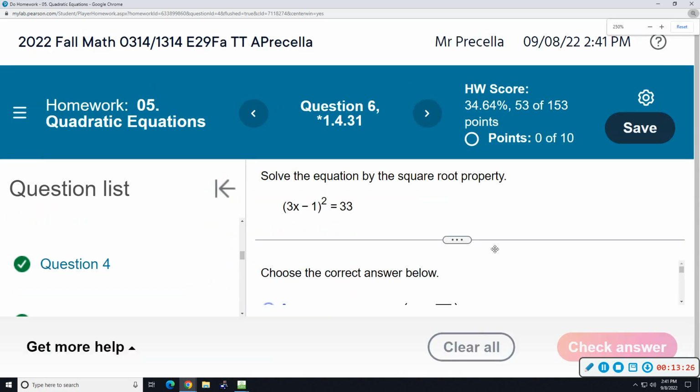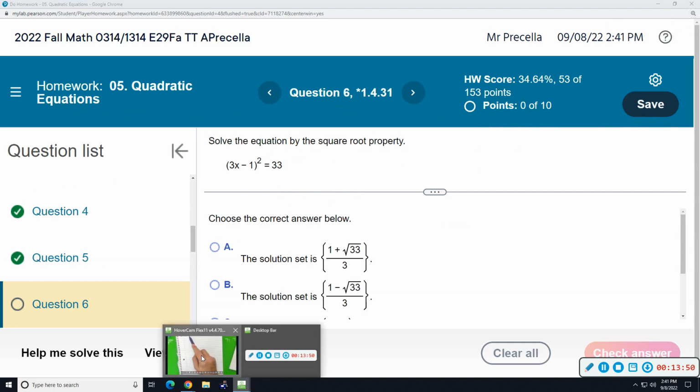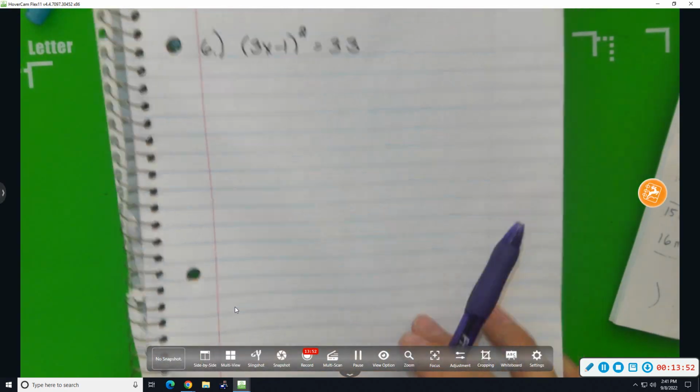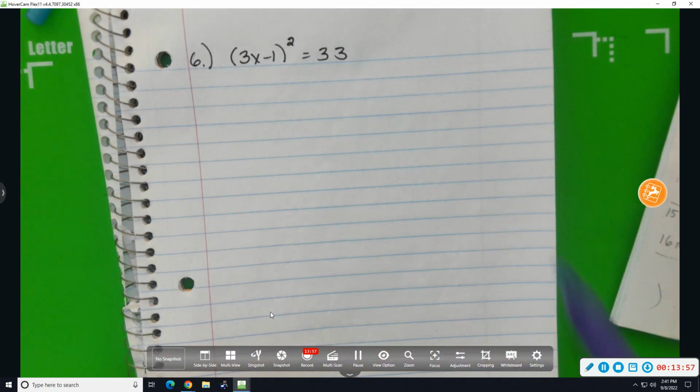So problem number 6: 3x minus 1, squared, equals 33. It says solve the equation by the square root property. We say square root method. Is it in the form something squared equals a number? Yes, it's in the form parentheses squared equals a number. So let's go ahead and do exactly what I said.